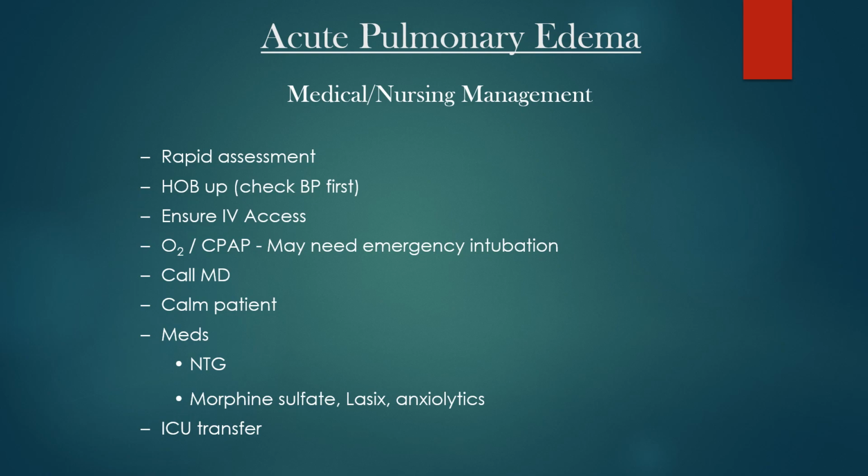So some of the medications that we can give: morphine, we can give Lasix, and we can give anxiolytics. And sometimes we can give them nitroglycerin to help vasodilate, offload some of that fluid, get it out of the vascular space and back out into the periphery. And then if they're bad enough, we need to transfer them to ICU for closer management.